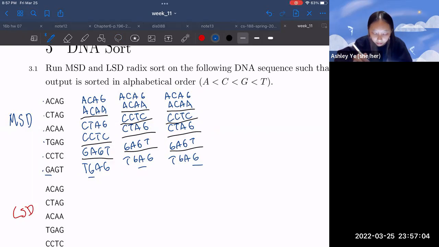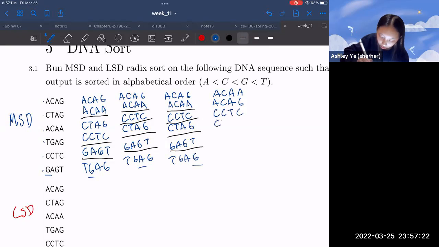A is ahead of G alphabetically, so we want to put the ACAA first before the ACAG. And then after that is sorted, everything else we've already sorted into this correct category essentially, so it will remain in the exact same place. So I'm going to copy this down one more time. And then after this, we have our DNA sequences sorted in alphabetical order.